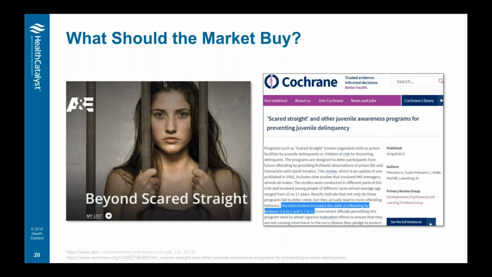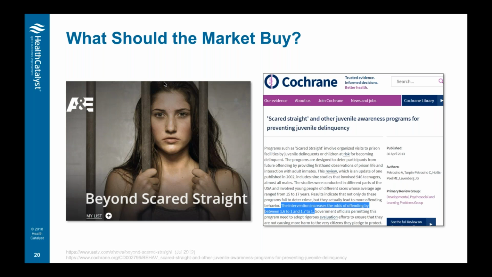And here we have the other side, which is that Cochrane review that I mentioned. And again, you can find the link for the Cochrane review, if you're interested, you can go see. And I'll read because I think the text will be too small. But highlighted there is that the intervention, meaning Scared Straight, increases the odds of offending by between 60 and 70%.